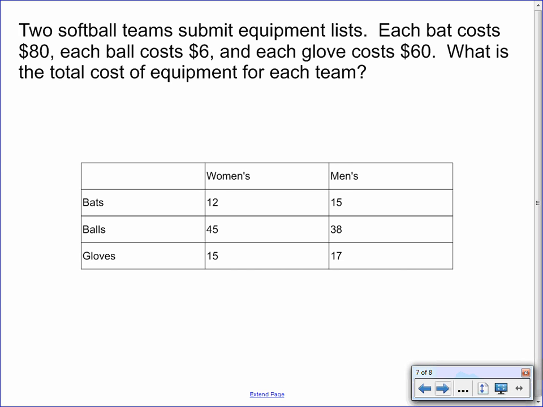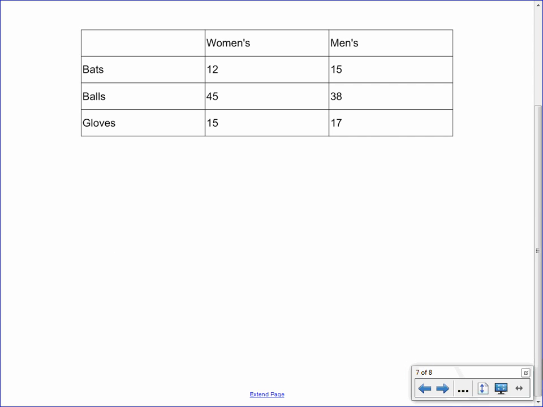All right, 2 softball teams submit equipment lists. Each bat costs $80, each ball $6, and each glove costs $60. Bats are expensive, people. This is an old problem, probably. Okay. What is the total cost of equipment for each team? Look, we already have a matrix right now, don't we? Okay. We have a matrix 12, 15, 45, 38, 15, 17. Okay, and this stands for women's.